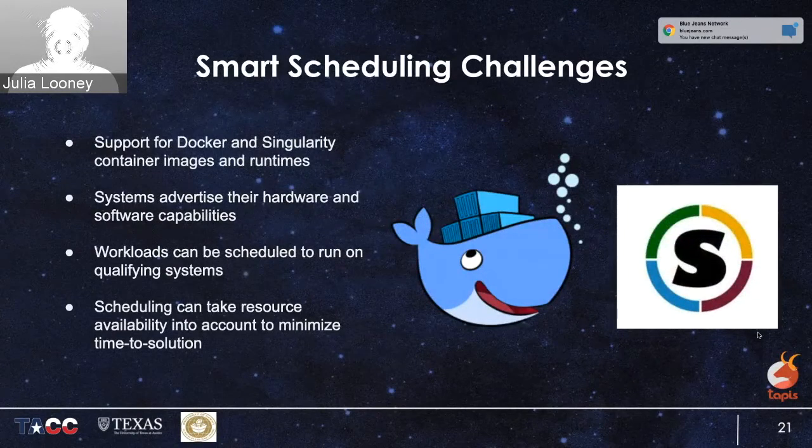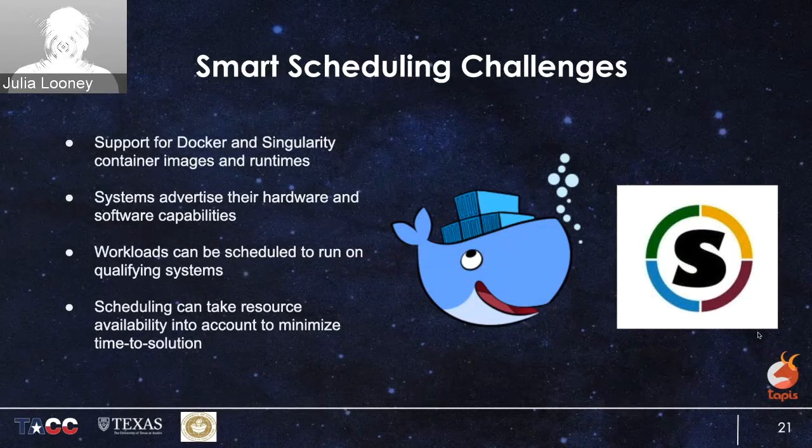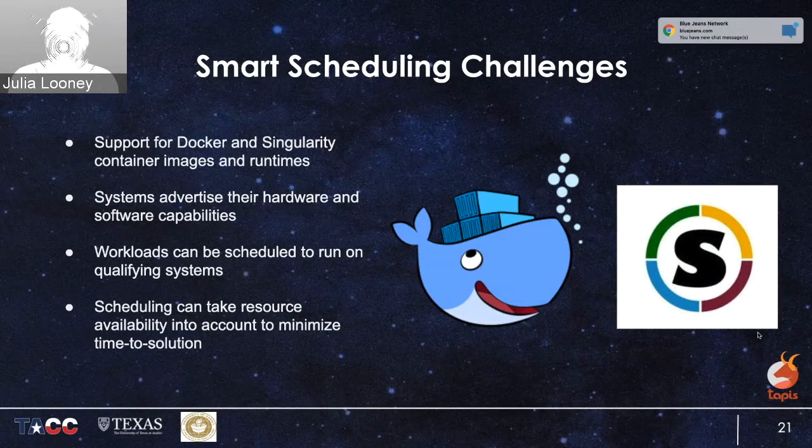Another challenge is that we're trying to do smart scheduling. So as I mentioned, all the apps are really just images that run. That's Docker or Singularity. We extend our systems definition to advertise their hardware and software capabilities, the different kinds of specialized hardware they have, the versions of various libraries, the operating system, everything that can describe a system that's important to applications can be added to their capabilities. And then we can schedule workloads to run on systems that qualify for a given application.